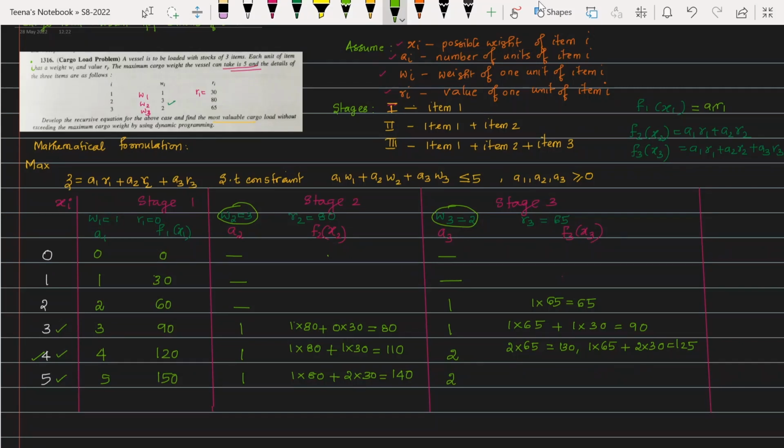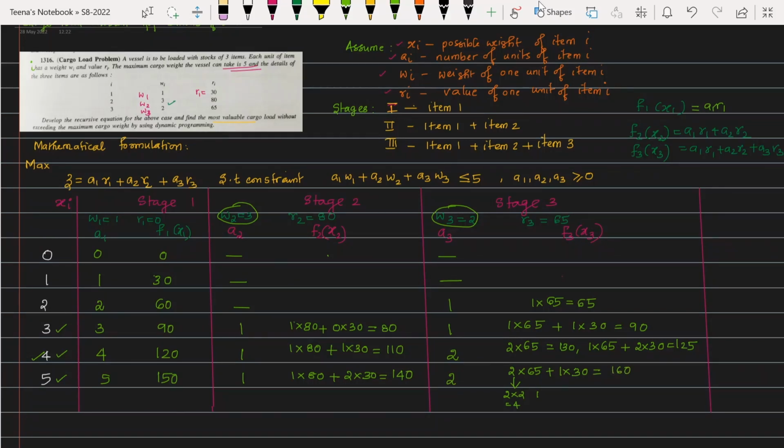Now coming to the last case, xi equal to 5, we can consider 2 units of item 3, and let us see the possibilities. So 2 units of item 3 will give you the total value as 2 into 65. So 2 units of item 3 will give you a total weight 2 into 2. So this is equal to 4. Now 1 more unit of weight is required, so that 1 more unit of weight can be taken from the first item, so 1 into 30. So this is one possibility. 2 units of item 3 and 1 unit of item 1, so that will give you 160.